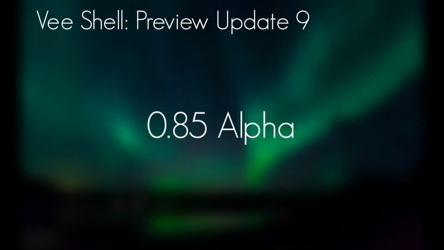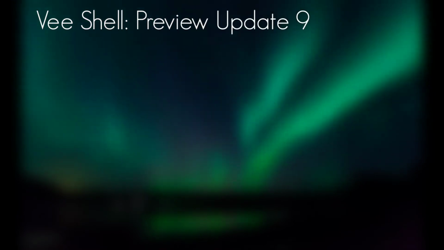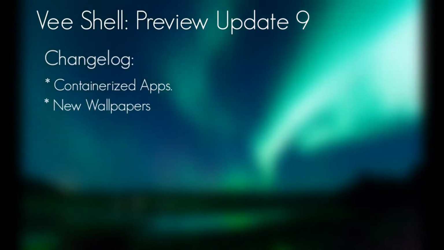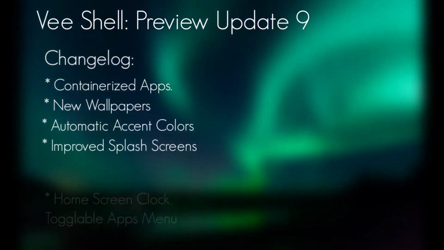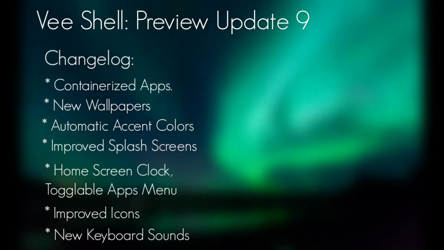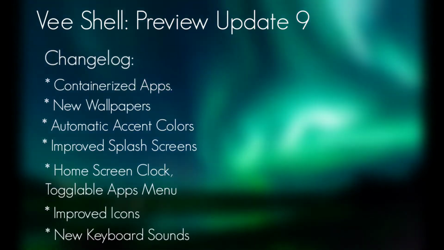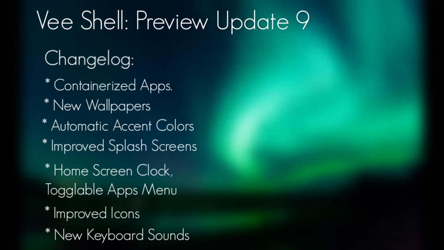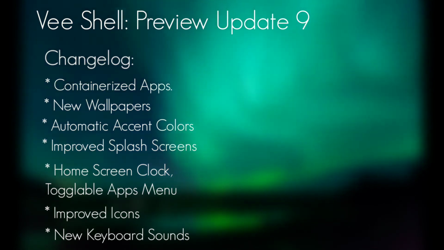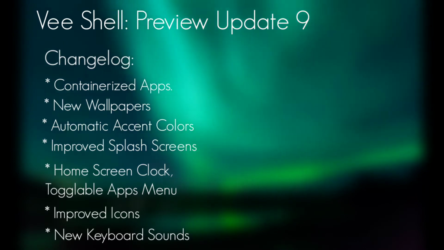Today's preview update brings Vee Shell version up to 0.85 alpha. Today's preview update brings a lot of new features and polish. The changes include containerized apps, new wallpapers, improved splash screens, automatic accent colors, home screen clock, toggleable apps menu, improved icons, and new keyboard sounds. We'll go over each one by one.